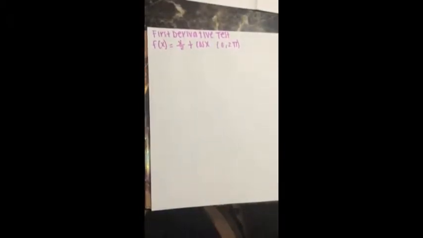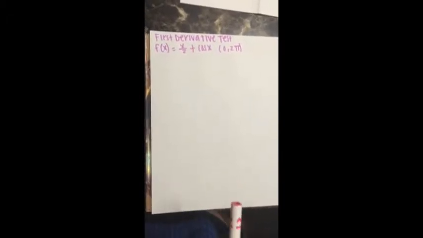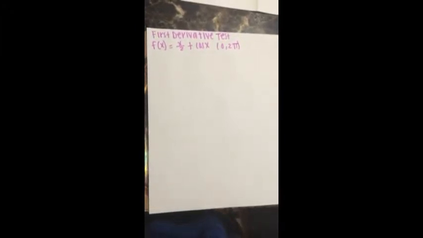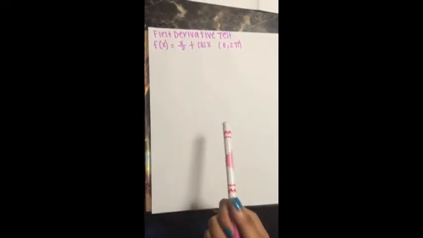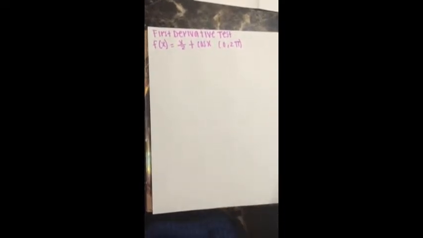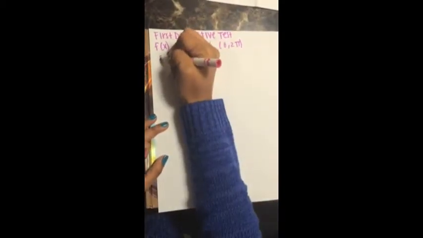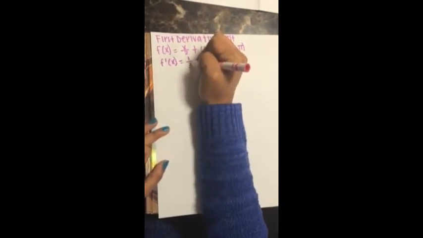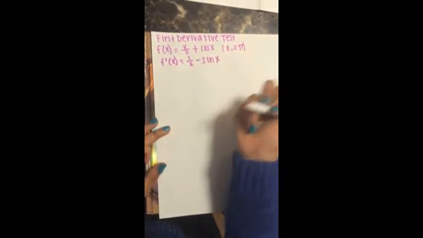Okay, so the first problem we have is using the first derivative test to find where the function is increasing and where it's decreasing, and to find the max and the min. So we have the function f of x equals x over 2 plus cosine x on the interval 0 to 2 pi. So the first thing we have to do is find the derivative, which would be 1/2 minus sine x.